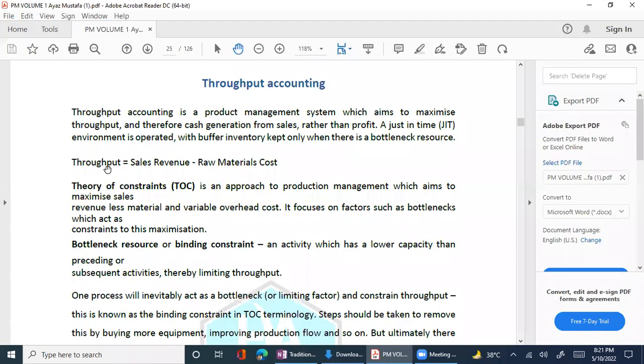So throughput means sales revenue minus material cost. Previously, we have studied the concept of contribution. You might remember that contribution is sale price minus all variable costs. But now the concept of throughput says that this is sales price minus material cost.